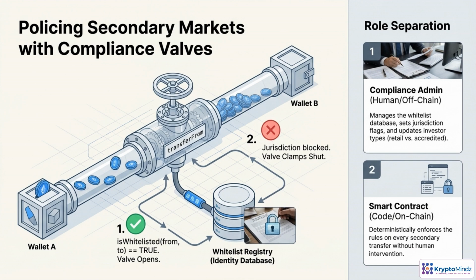Now let's look at secondary trading, which works like tokens flowing through a pipe with compliance valves. Before every transfer, the smart contract checks an identity registry. Are both wallets whitelisted? And is this jurisdiction allowed? If yes, the valve opens and tokens move. If not, flow stops instantly. A human compliance admin controls the registry and rules off-chain. The smart contract simply enforces those rules on-chain automatically for every transfer. This separation keeps regulators comfortable without killing composability.